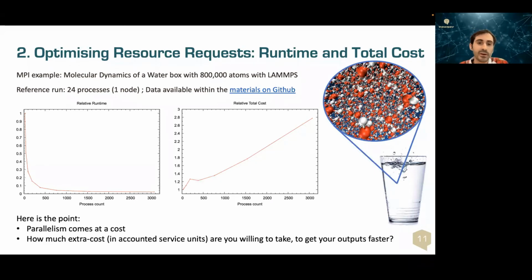And so when you want to optimize your resource request, it's really just a question for yourself. So how much extra computational cost in my allocation am I willing to take to get the answer faster? And that's how in the end you end up tuning your resource request.